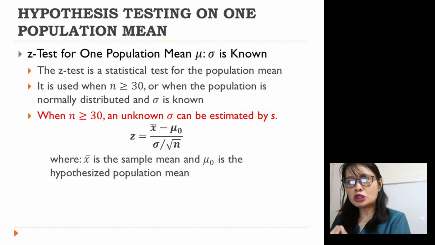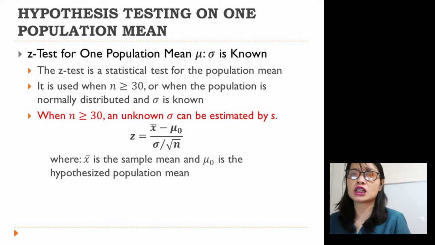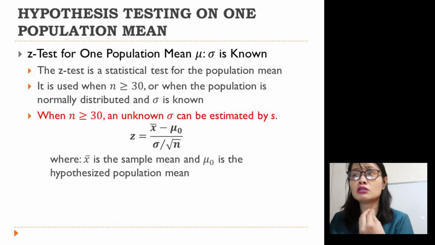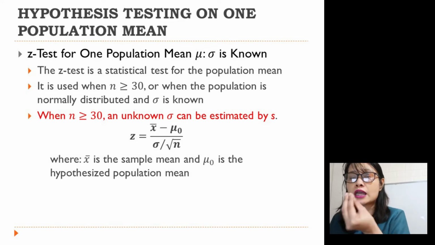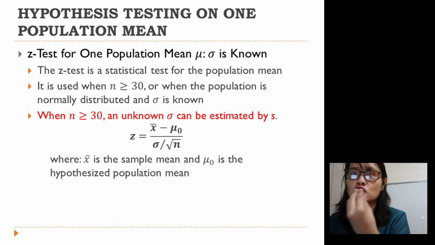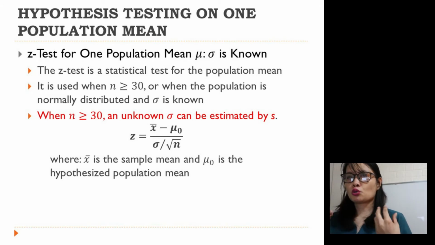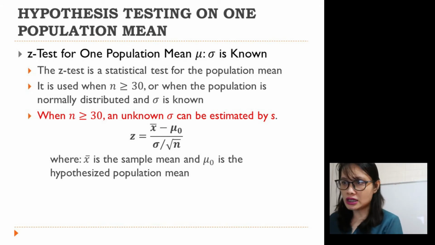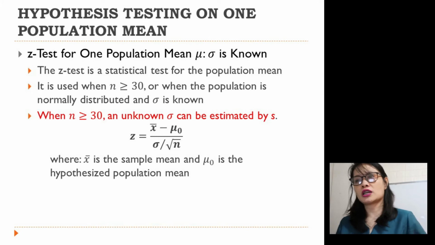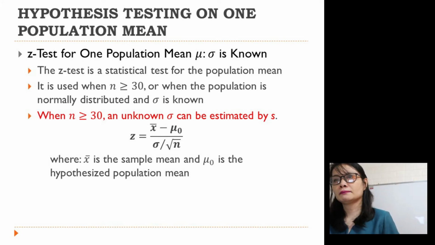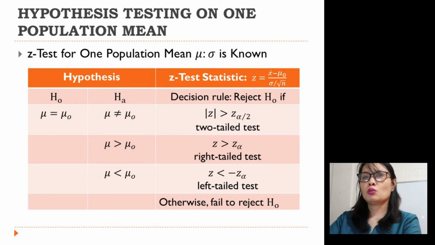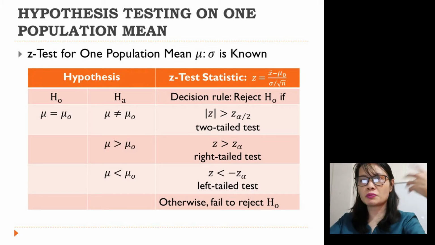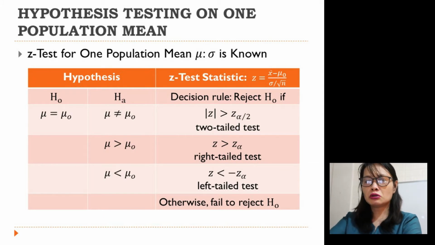So Z is equal to X bar, pertaining to the sample mean, minus the hypothesized population mean, over the standard error. Okay, paano ba kunin yung standard error? Sigma divided by the square root of n. When we say sigma, you're referring to the standard deviation. Ngayon, kung wala naman si sigma, the unknown standard deviation of the population can be estimated using the sample standard deviation. So where X bar is the sample mean and mu sub O is the hypothesized population mean. Okay? So z-test for one population mean when sigma is known, or the standard deviation of the population is known.